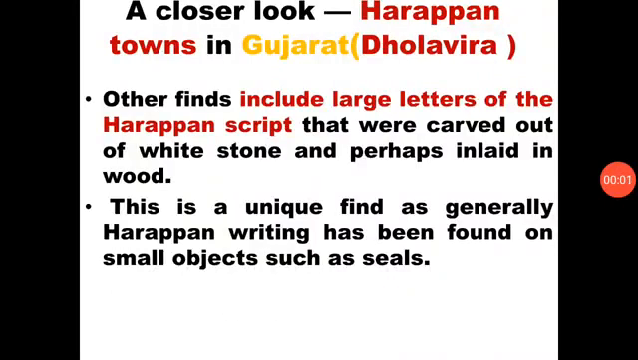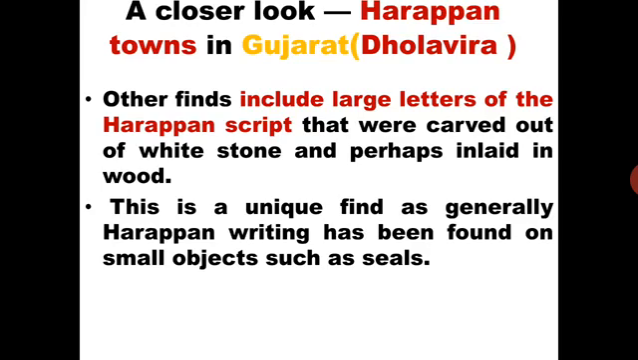In a closer look at the Harappan town in Gujarat, Dholavira, there were other findings which the archaeologists made. What was that? Some large letters of Harappan script were found that were carved out of white stone and perhaps inlaid in wood. So it was just a kind of seal.